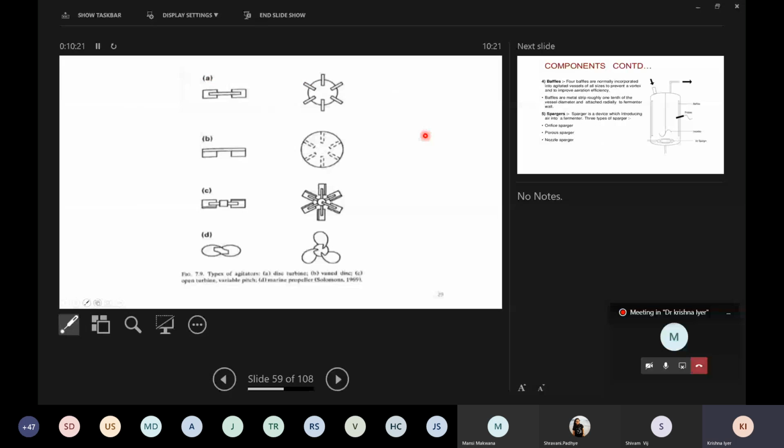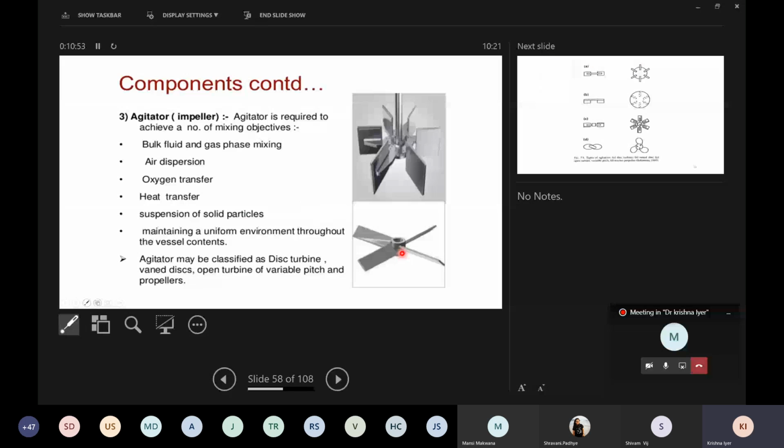This is very typical of the propellers you see at the back of a ship, which propel the ship forward by pushing the water back. Generally these are the most efficient. Now this third one, called the open disc type with a variable pitch, means this angle can be moved so that you can get different angles, and that pitch will determine how efficient the mixing will be.